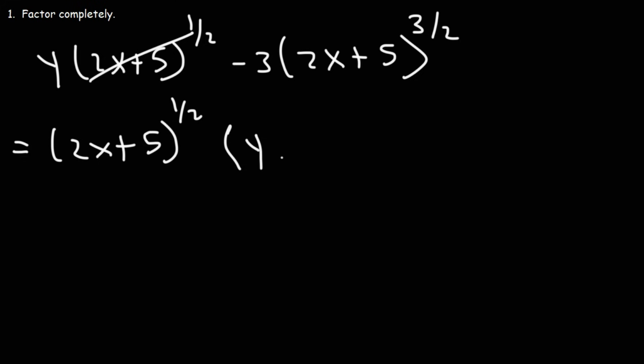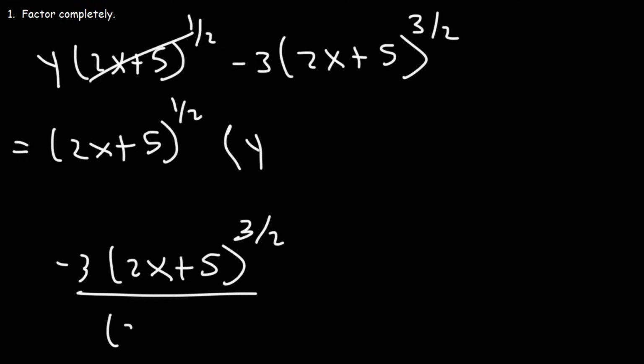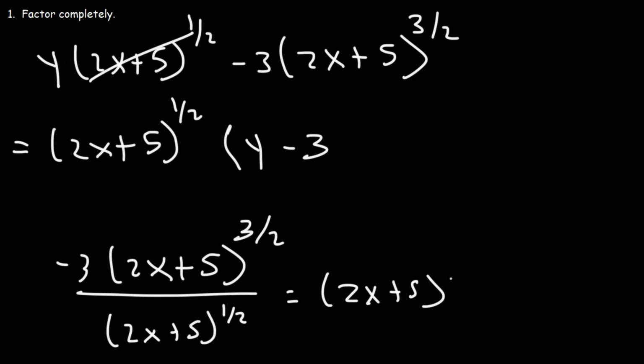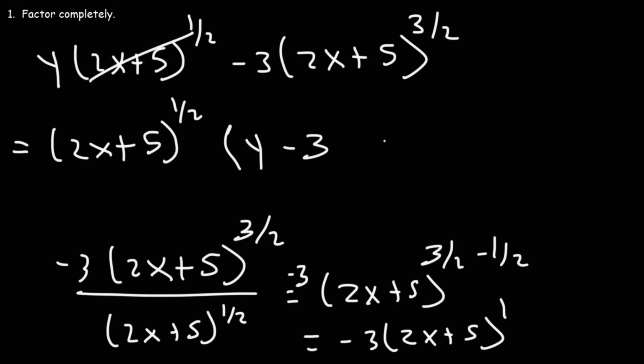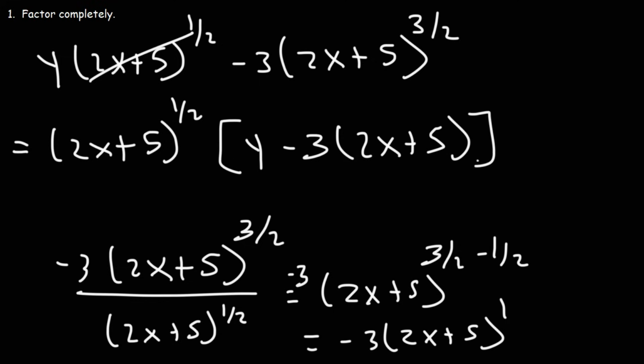Now, if we were to divide these two, what will we get? Well, we have a -3 in front. When dividing these two, we need to subtract the exponents. So it becomes 2x plus 5 raised to the 3/2 minus 1/2. 3/2 minus 1/2 is 2/2, and 2/2 is 1. So this is -3 times 2x plus 5 raised to the first power, which we could just simply leave like this.